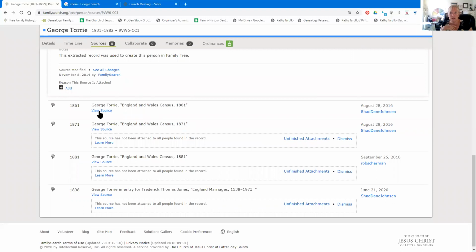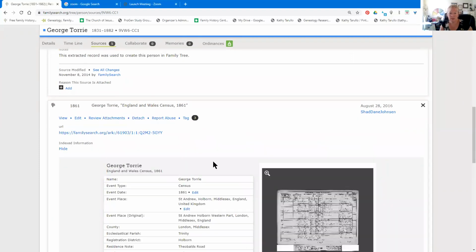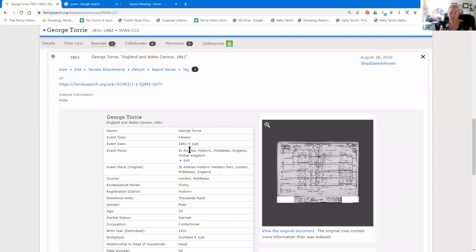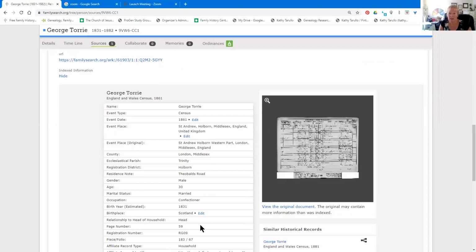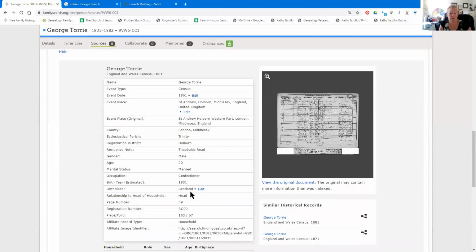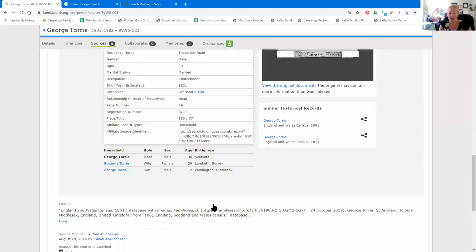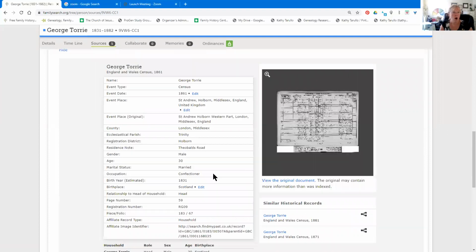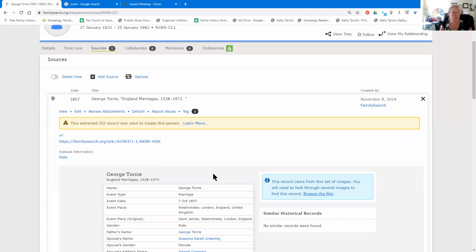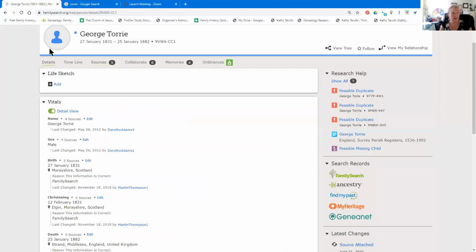I'll scroll down and look at the census records. We'll see that he was in London in 1861. He was married. He was a confectioner, so he made candies. He was born in 1831 in Scotland. And he had one 2-year-old son, George Torrey. So I'll go through all of the sources and review what I know about George Torrey. And when I'm finished with that, I'm armed with some information about him so that maybe I could tell if these duplicates are really him or not.